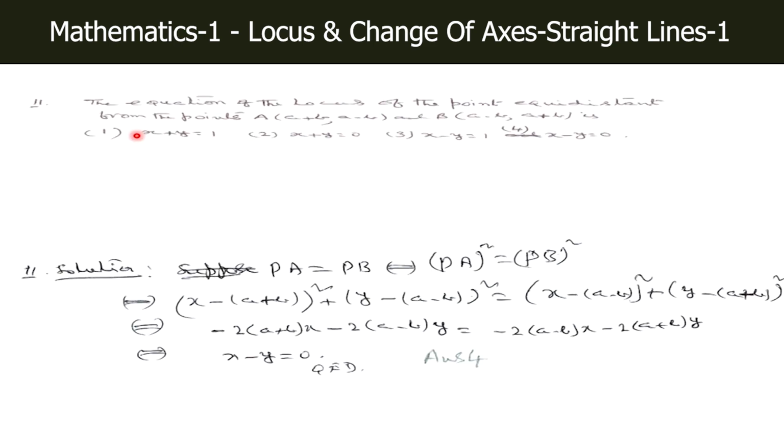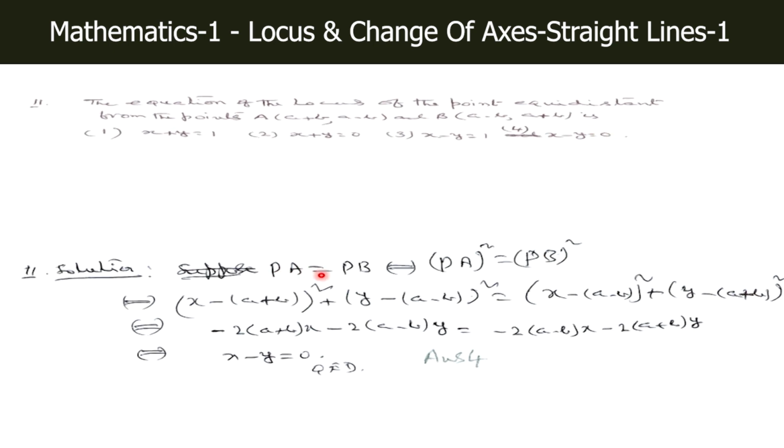Question number 11. The equation of the locus of the point equidistant from the points (a plus b, a minus b) and (a minus b, a plus b), that is the coordinates are interchanged, is: 1) x plus y is equal to 1, 2) x plus y equal to 0, 3) x minus y is equal to 1, 4) x minus y equal to 0.